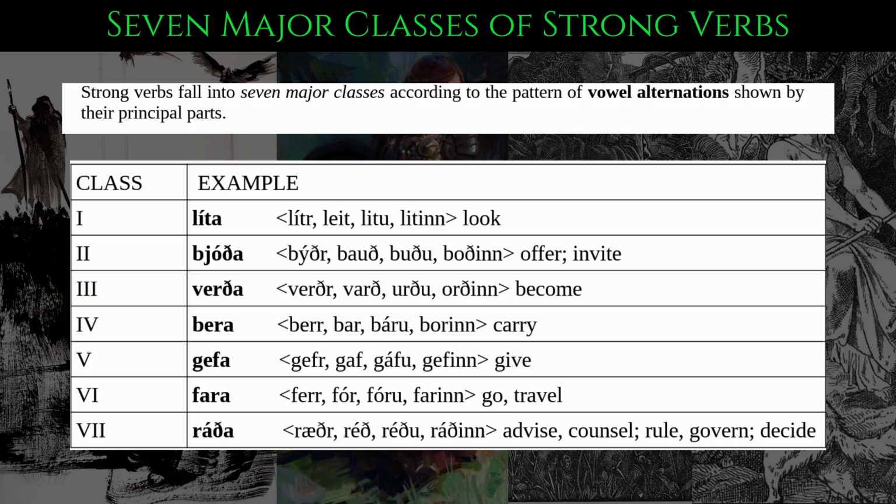Bär, bar, baru, borin. Class 5, gefa, which means to give. Gefre, gaf, gafu, gefin. Class 6, fara, which means to go or to travel. Fer, for, foru, farin. And class 7, ratha, which means to counsel, to rule, govern, or to decide. Here we have raithre, reth, rethu, rathin.